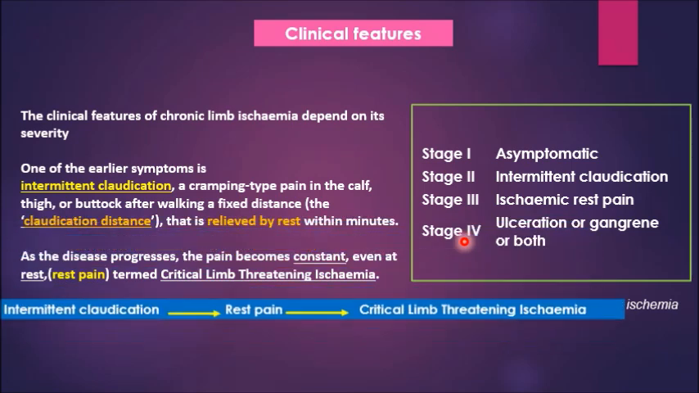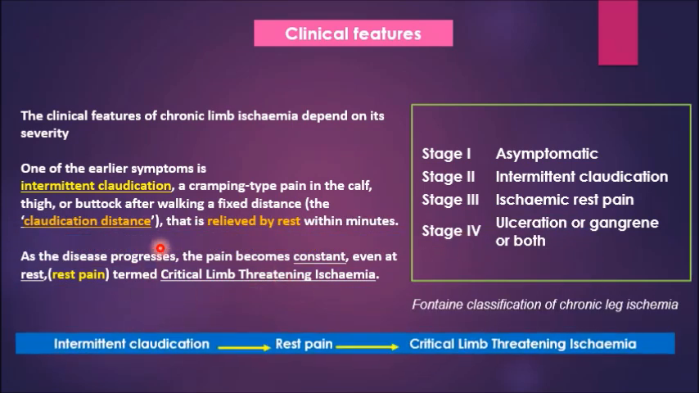So the asymptomatic patient becomes intermittent claudication, and this claudication becomes worse. The distance becomes less. Then the patient develops rest pain, which is pain even at rest, especially at night. And later, this can lead to critical limb-threatening ischemia.